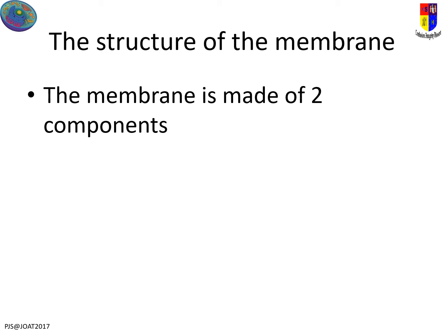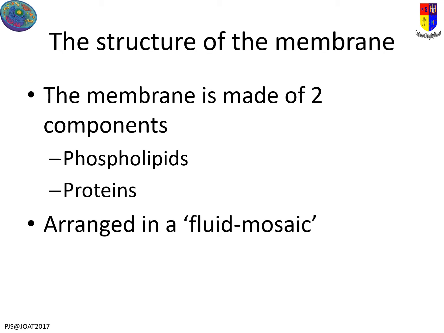So there are actually two bits, something called phospholipids and proteins, and you're going to need to know those terms. And what they're arranged in is something called a fluid mosaic. So we're going to look at that, break it down into two parts. What do we mean by fluid and what do we mean by mosaic?